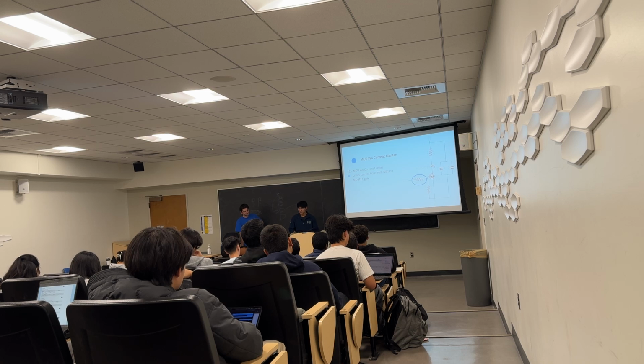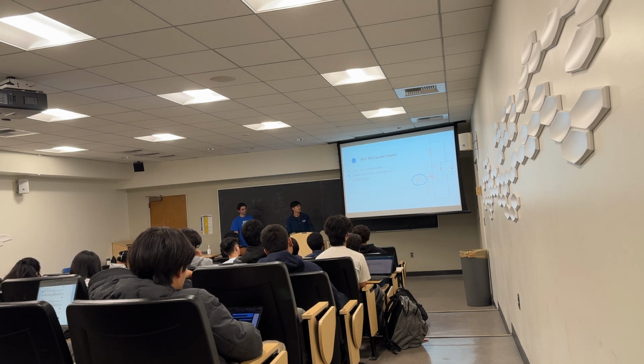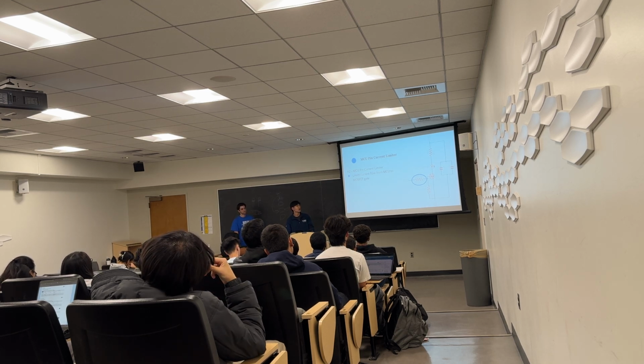Okay, now we're gonna be talking about the MCU pin current limiter. So that's basically just this one resistor right after the MCU. What it does is limit current flow from the MCU to the MOSFET gate. Without this resistor, there'd be too much current that might potentially damage the MOSFET. So that's why we have a resistor to limit that.